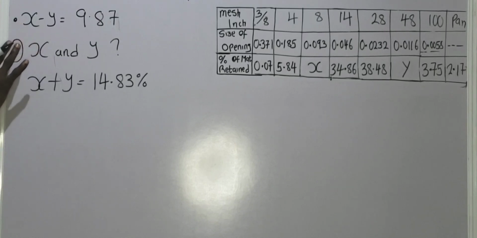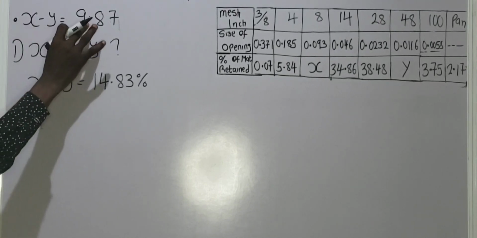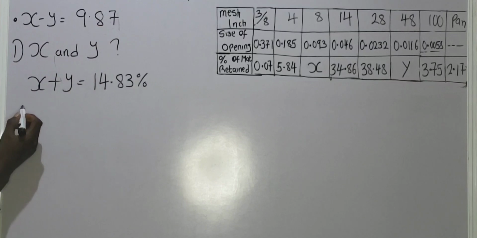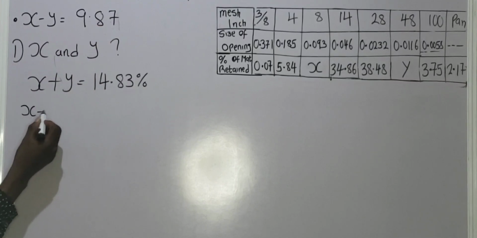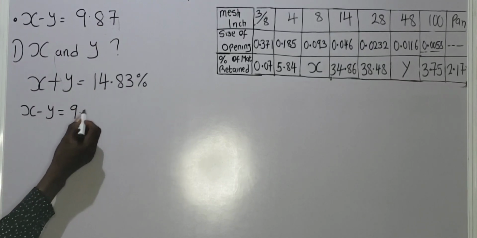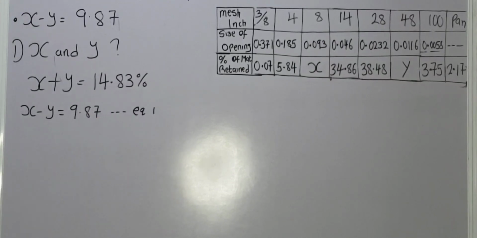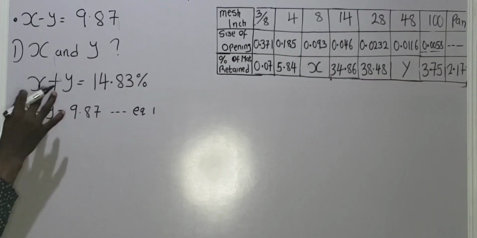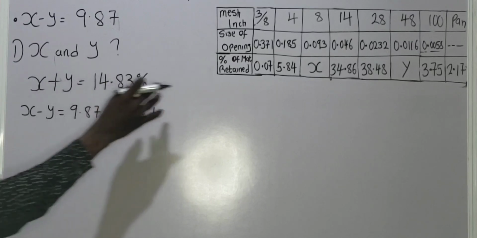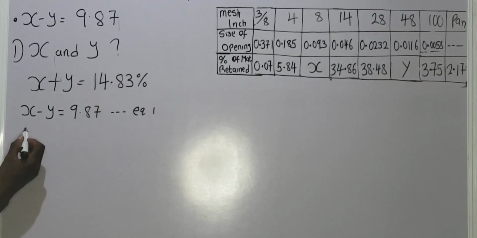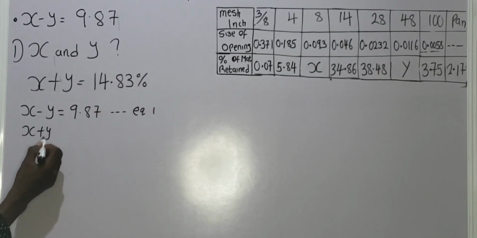Let's start with the first equation that we are given in the question. We are given that x minus y is equal to 9.87. So let me start: x minus y is equal to 9.87. We are going to call this equation 1. Pay attention, okay? Now, from the one that we got from the percent of material retained, I'm going to have x plus y is equal to what?